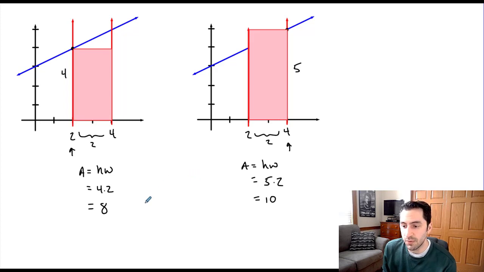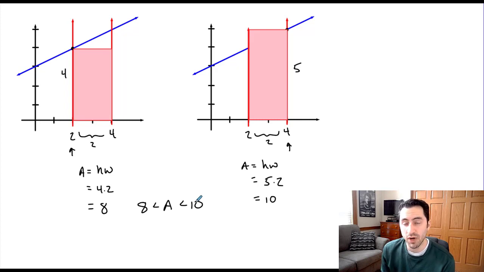Now one of these is an underestimation and one of them is an overestimation, but what that leads us to is we can conclude that the actual area has to be somewhere in between 8 and 10, which we know it is because we already found the exact area. So this is just an approximation. And this was just using one rectangle.